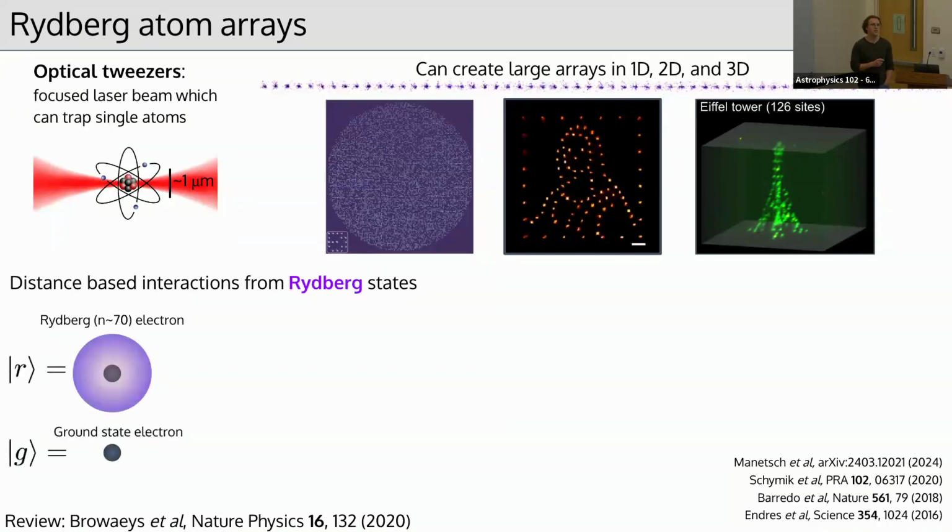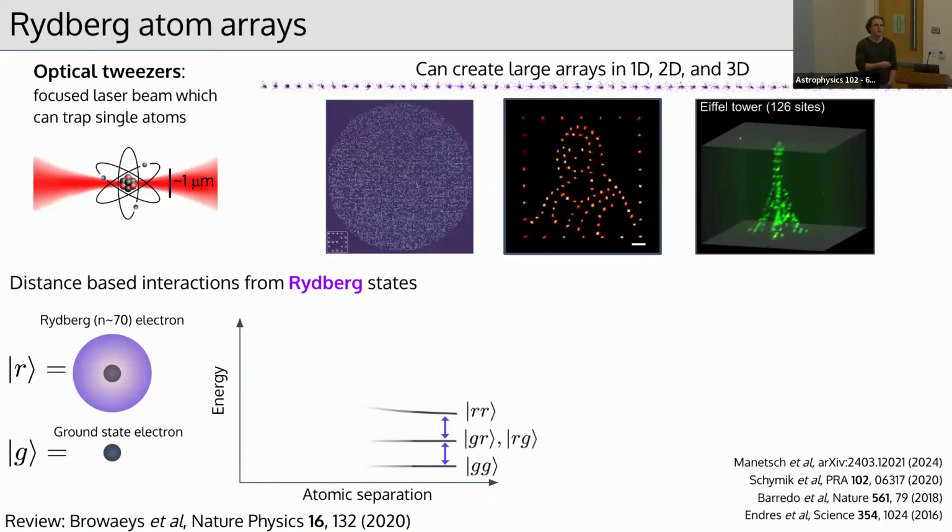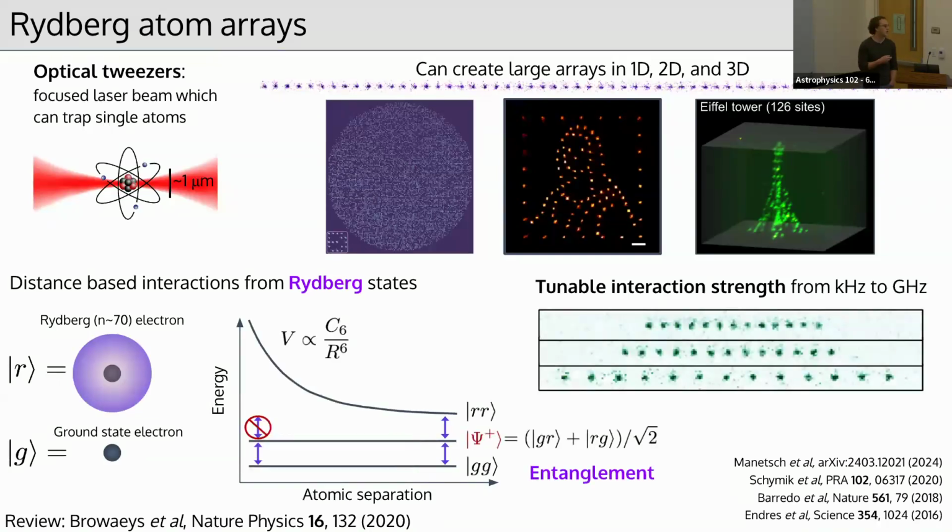And the reason that we care about these systems is because when we bring atoms close together, we can make them interact with each other via distance-based Rydberg interactions, where if 2 atoms are far apart from each other, then they basically don't see each other, there's no interaction. But as we bring 2 atoms close together, the Rydberg blockade effect means that the atoms can't be in the Rydberg state at the same time.